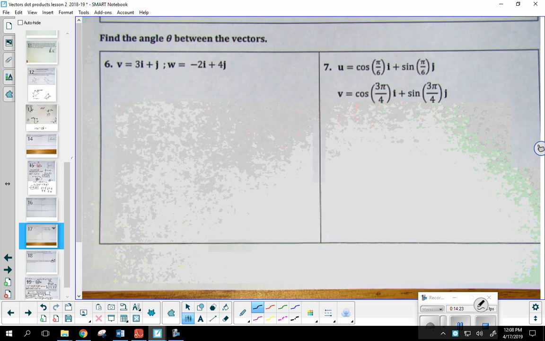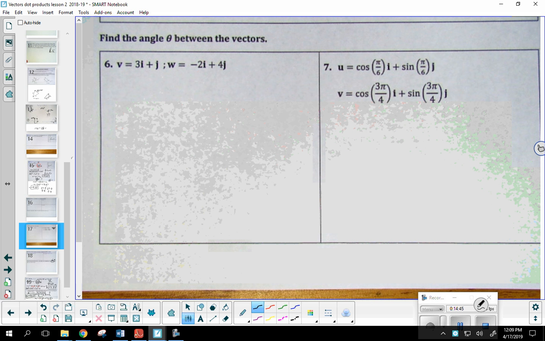Why does 7 look like that? Now, 7, it's actually given it to me as a linear combination. So this one's kind of unique. What it wants you to do here is find the angle theta between the two vectors. Did you use the unit circle? I used the unit circle. Does that help? Oh, absolutely. You can absolutely do it that way if you want.